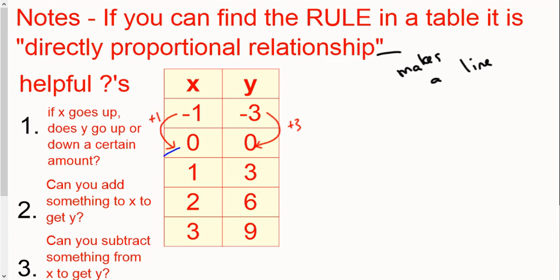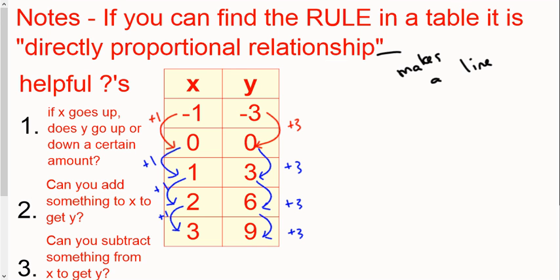From 0 to +1, it went up by 1. And 0 to 3, it went up by 3. 1 to 2, it went up by 1. And 3 to 6, it went up by 3 again. And then right here, we see that it maintained the same movement.